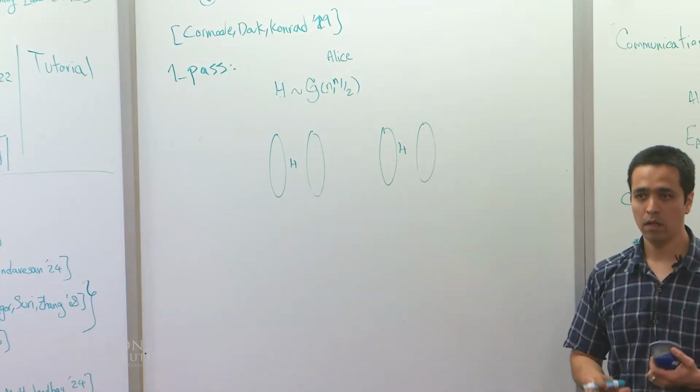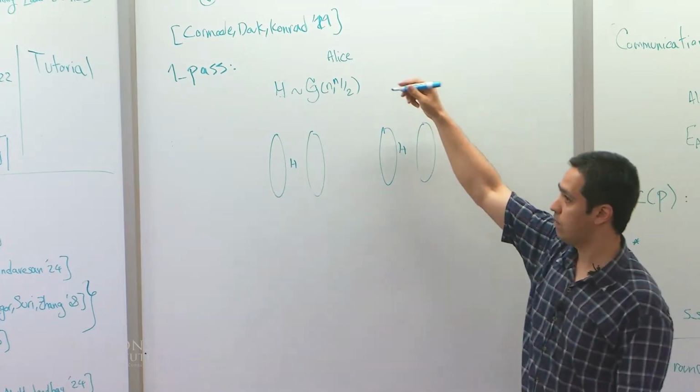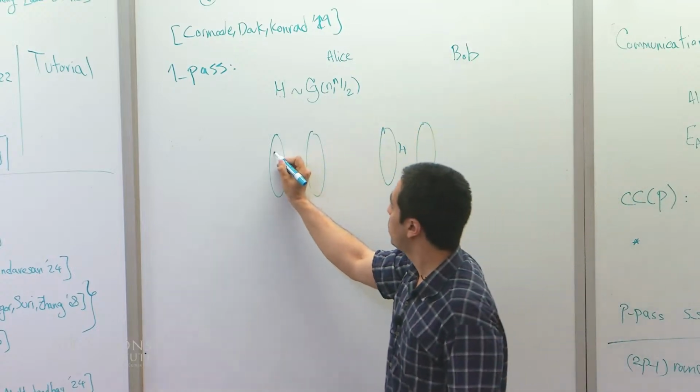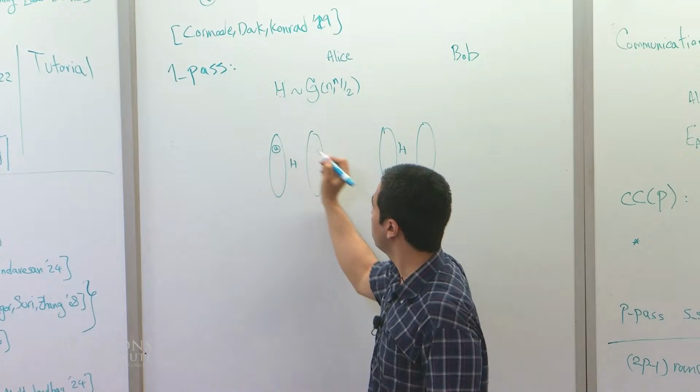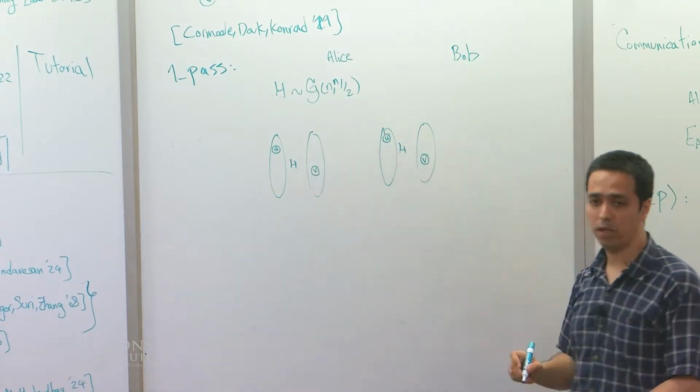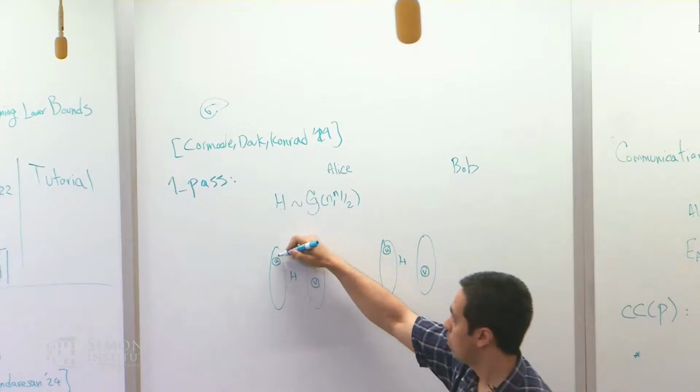Okay. What does Bob get? So this is Alice. For Bob, we are going to pick a random pair of vertices, U, V, and the same pair here. U and V are chosen randomly. Okay. So let's look at here.